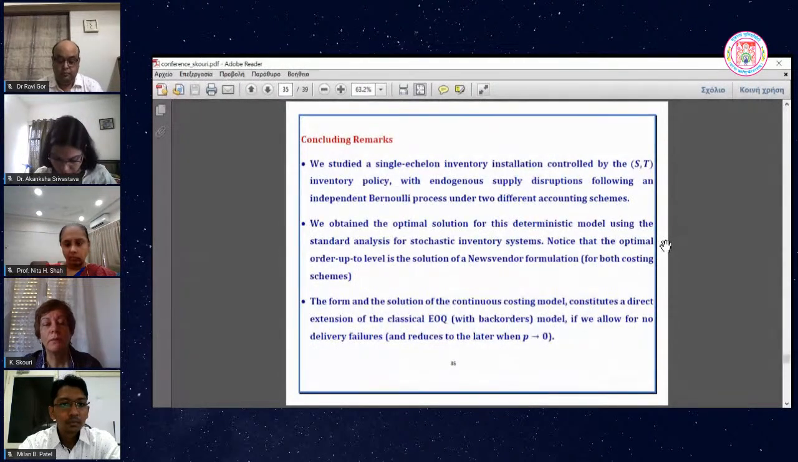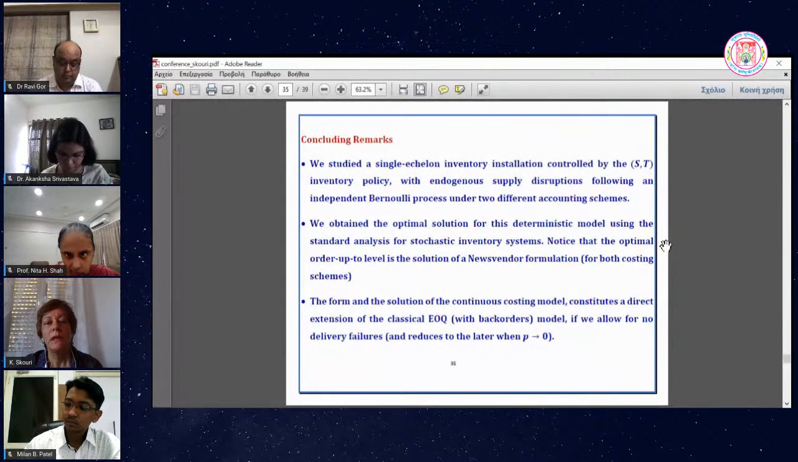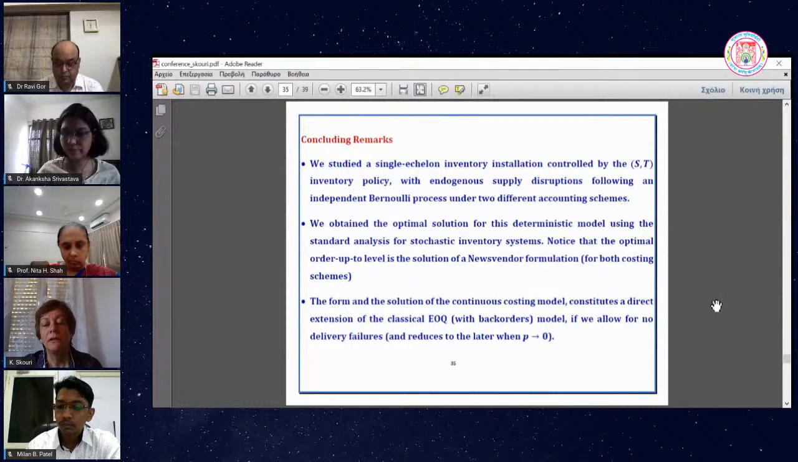And some concluding remarks. We studied a single echelon inventory installation controlled by the sS inventory policy with endogenous supply disruption, following an independent Bernoulli process under two different accounting schemes. We obtained the optimal solution for this deterministic model using the standard analysis for stochastic inventory systems. Notice that the optimal order-up-to level is the solution of a newsvendor formulation for both costing schemes, and the form and the solution of the continuous costing model constitute a direct extension of the classical EOQ with backorder model if we allow for non-delivery failures, and reduce to the latter when P tends to 0.